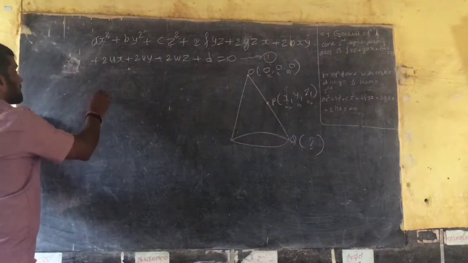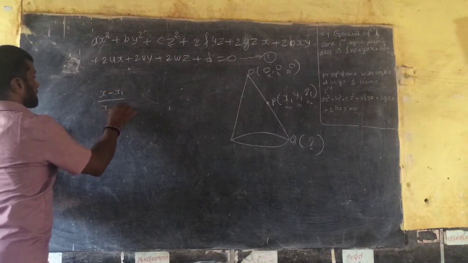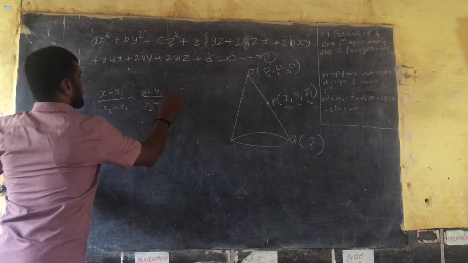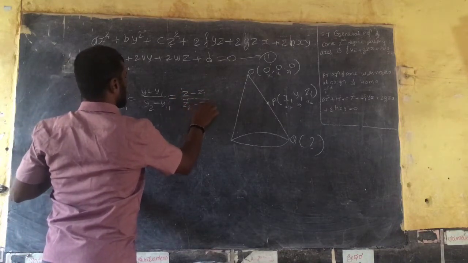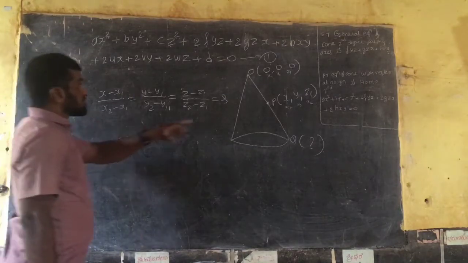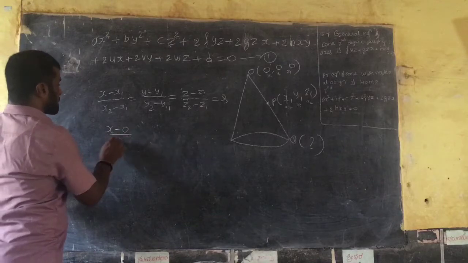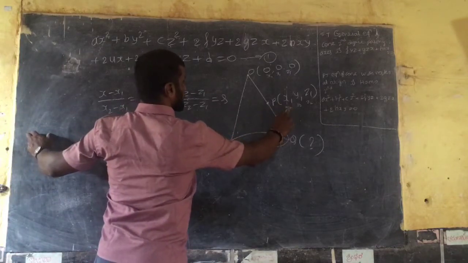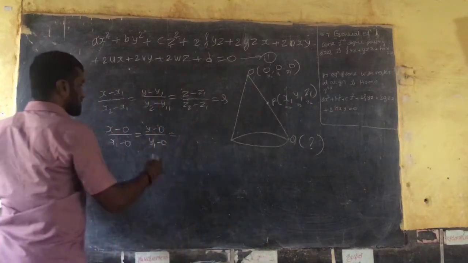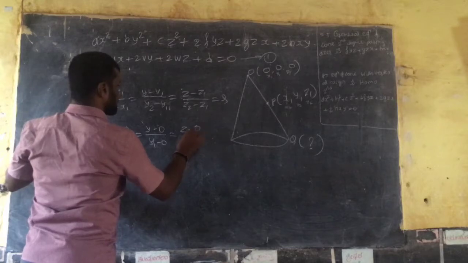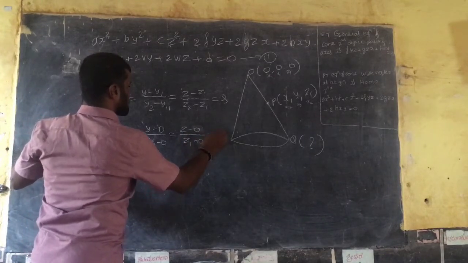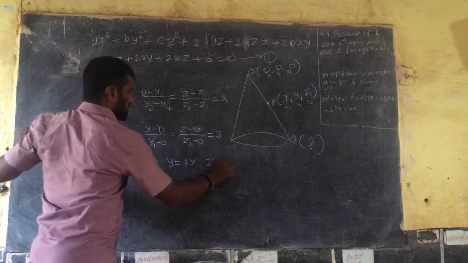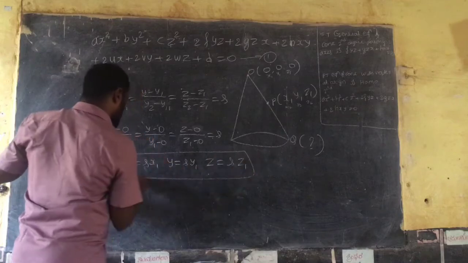Right? So (x minus x1) divided by (x2 minus x1) equals (y minus y1) divided by (y2 minus y1) equals (z minus z1) divided by (z2 minus z1), that equals r. Clear? Using the two point formula with the origin: (x minus 0) divided by (x1 minus 0), (y minus 0) divided by (y1 minus 0), (z minus 0) divided by (z1 minus 0) equals r. So x2 means x1, y2 means y1, z2 means z1. Therefore x equals r x1, y equals r y1, z equals r z1, right? So these are the coordinates of the point x, y, z.